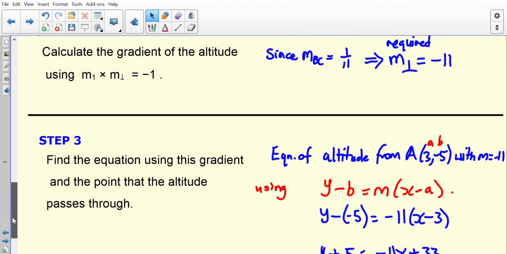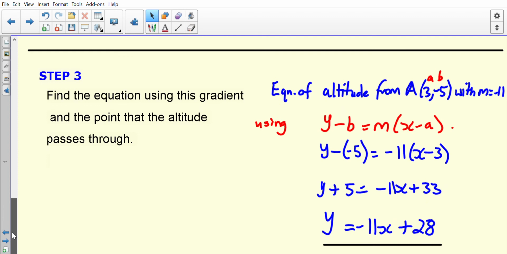The final step there, you've got a gradient, you've got a point, so you're going to substitute in y minus b equals m times x minus a. Keeps coming back to that formula. Work your way through it, and you will end up with the line y equals negative 11x plus 28 as the equation of the altitude.